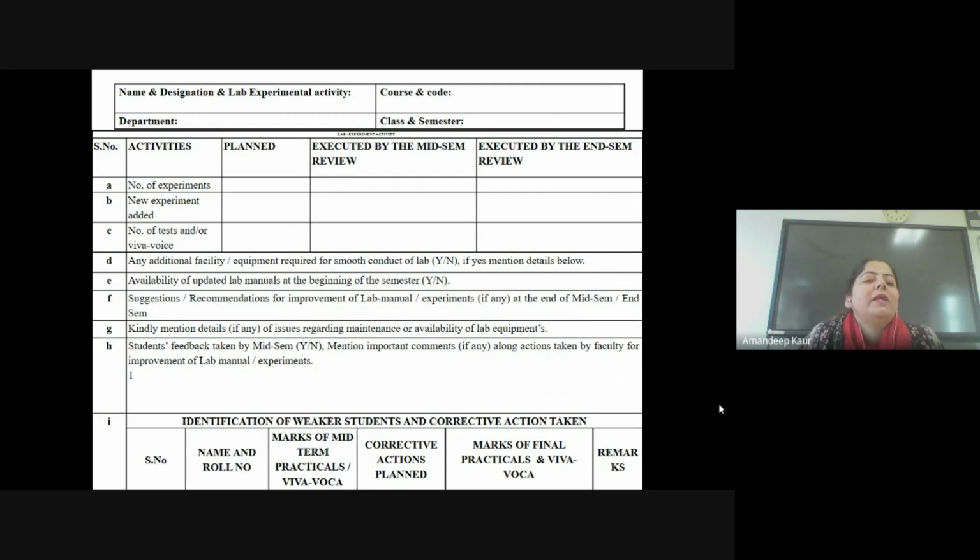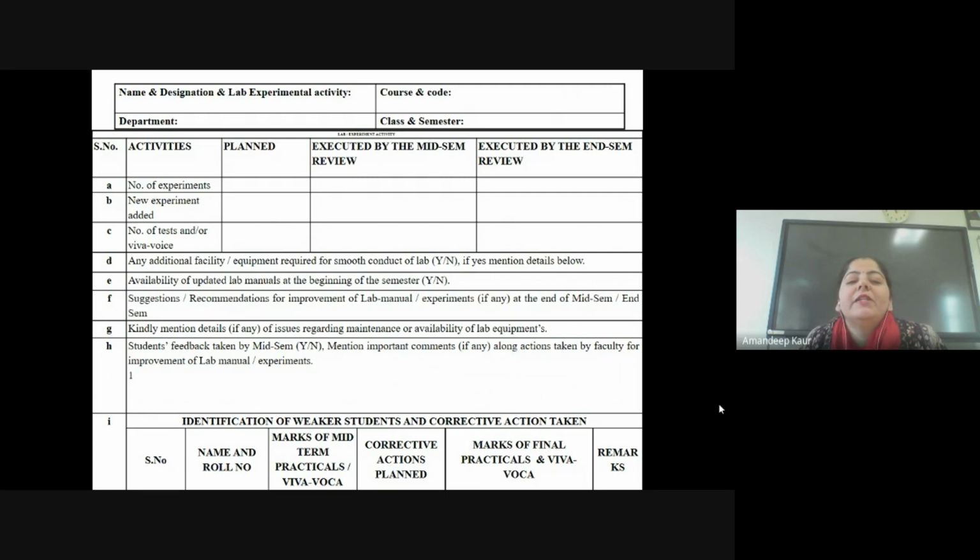Any new experiment that we are going to add for our students as per the demands of the world of work, or as per any new subject that is added in the curriculum of the student. For all those experiments, how many written tests we need to conduct for our students, and how many viva voce we are going to plan. So before mid semester, after mid semester, how many experiments we are going to perform, the number of tests, and the number of viva voce that we need to conduct for our students.